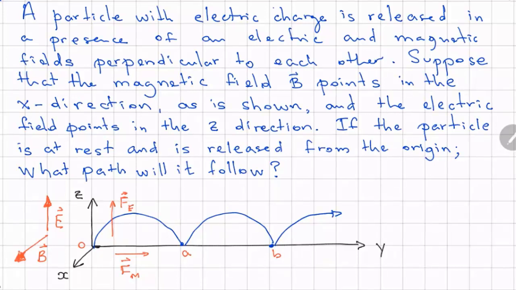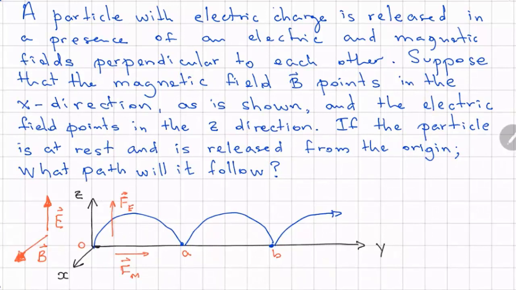Hi guys, in this opportunity we are going to solve a problem of a particle moving in a cycloid motion. The problem says that a particle with a charge is released in the presence of an electric and magnetic field perpendicular to each other. Suppose the magnetic field B points in the x direction and the electric field E points in the z direction, as shown in the figure. If the particle starts moving from rest and is released from the origin of the coordinates, what path will it follow?